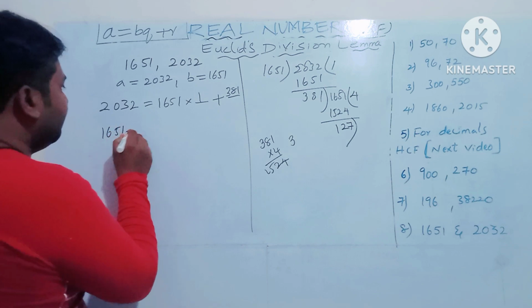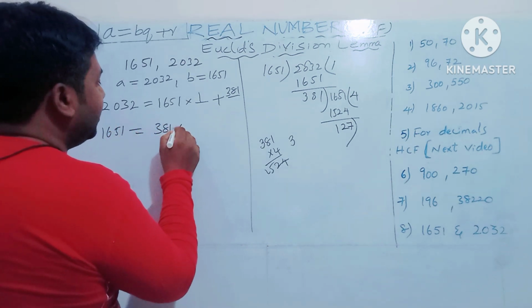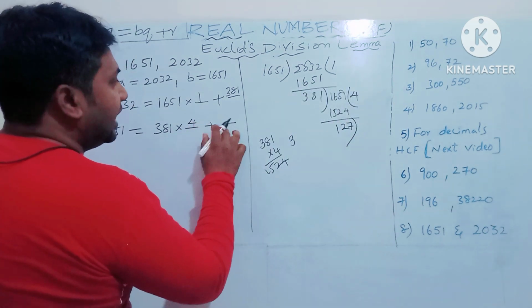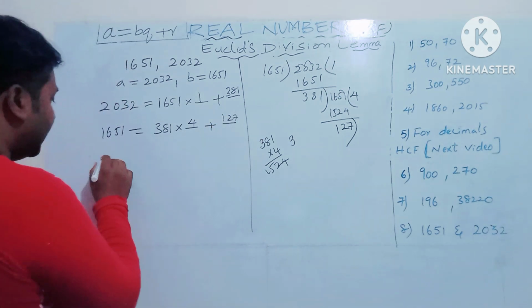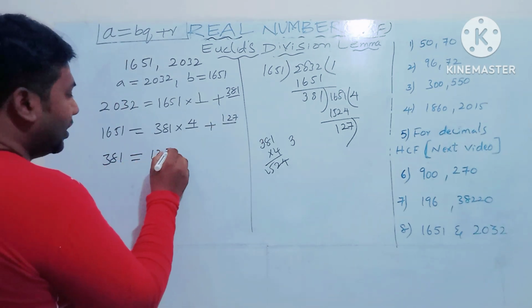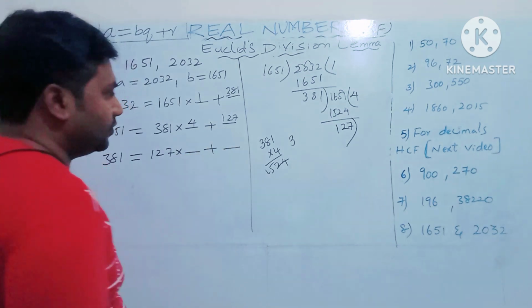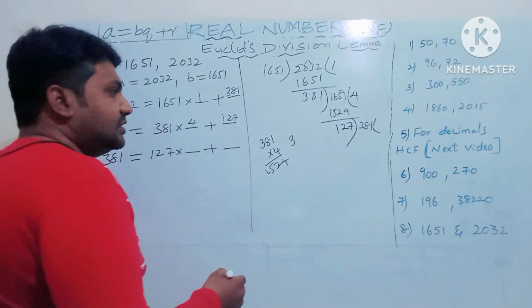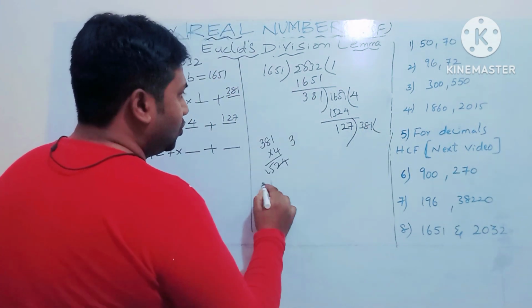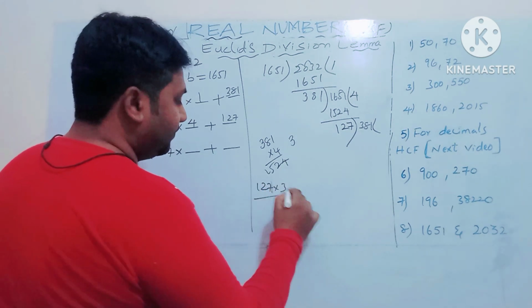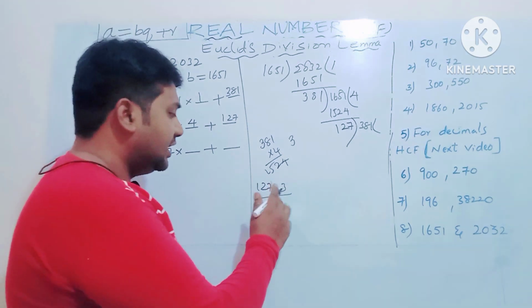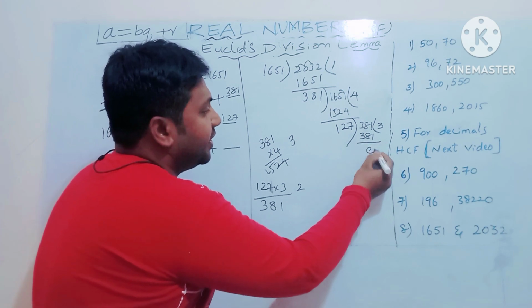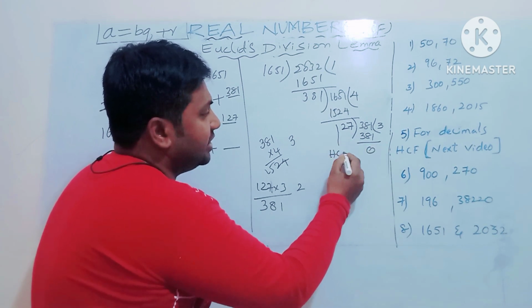Then I can write here 1651 equals 381 into something plus something. There is a Q value and an R value. So the Q value will be 4 and the R value will be 127. Then 381 equals 127 into Q value plus R value. Let us see how many times, so let me try. 127 into 3. So 127 threes is how much? 381, and the remainder becomes 0.